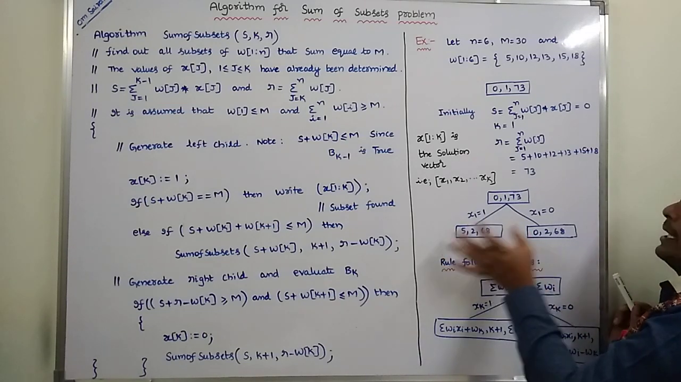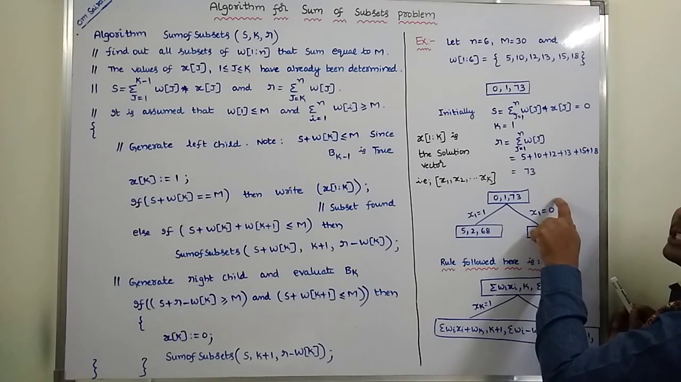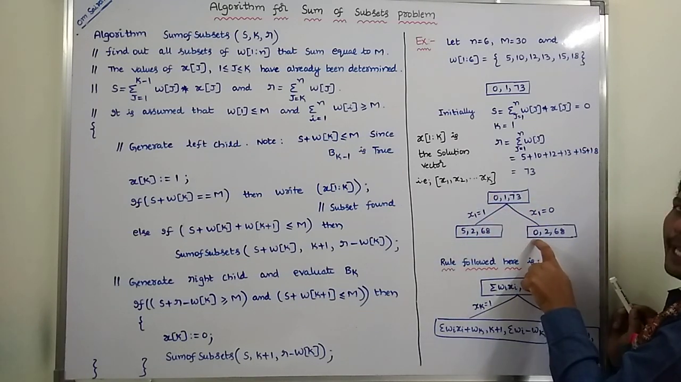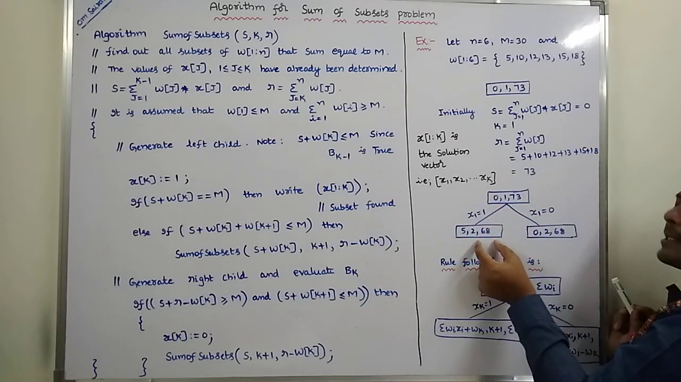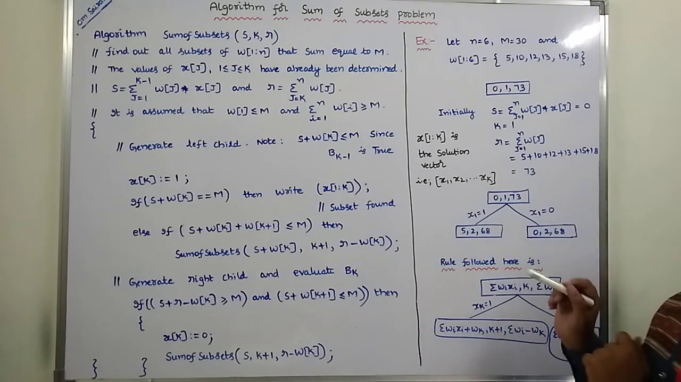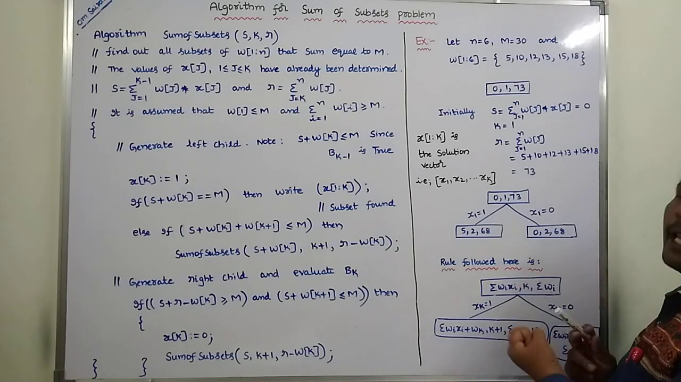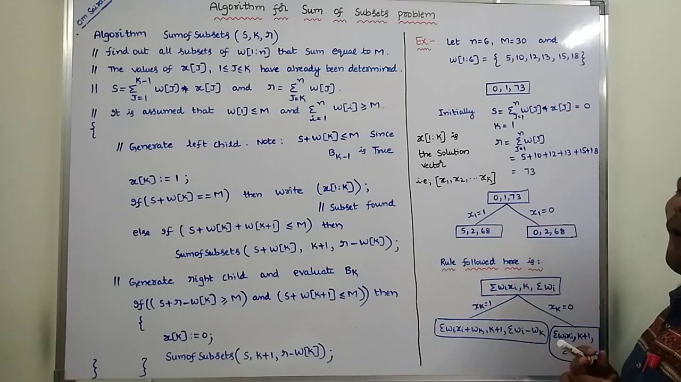This is the left child. And the right child is where we do not consider the first object weight, so 0 is the same. The next two parameters are the same, so 2 comma 68. In this way, we have to extend the state space tree by considering all the objects.